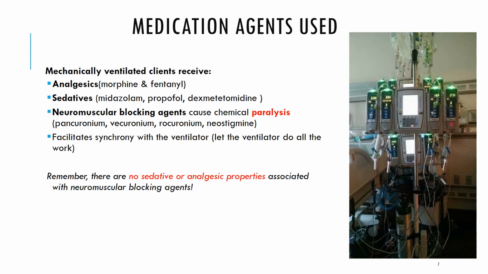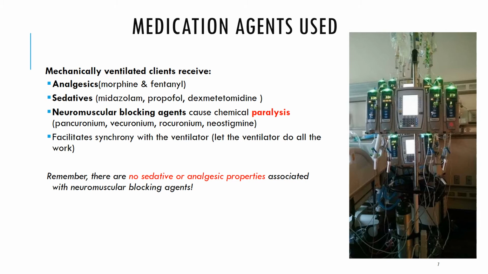Now, additionally, it's also common for these patients to be experiencing pain while they're on the ventilator. Maybe they're having pain for another reason that they're in the ICU as well. So therefore, an analgesic such as fentanyl or morphine may also be present. And both of these, your sedation and your analgesic, will be on a continuous drip, most likely.